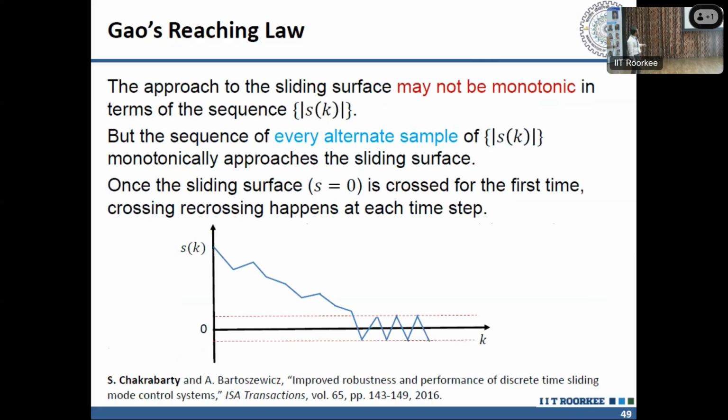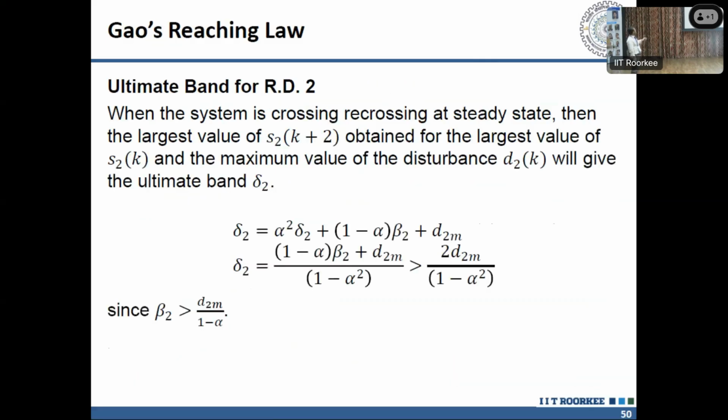In this way, it will progress, and once it crosses, it will start crossing and recrossing, and then it will be inside a band. What is that band? It is now calculated, the band, and the band is calculated in the similar way by extremizing things. So we need S2K plus 2 to be the largest value. For that, what is the largest value of the RHS that put, and there Sk was appearing, that also has been put the largest value delta 2, and this gives us delta 2 value, and that we see would be greater than dpm by 1 minus alpha square.